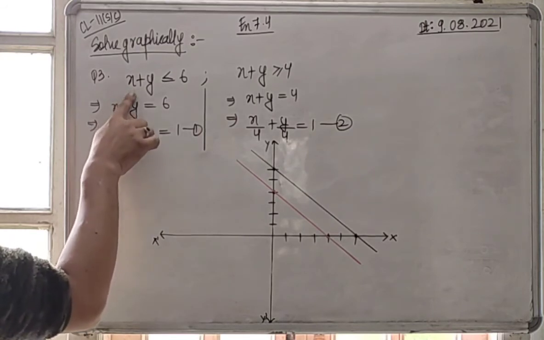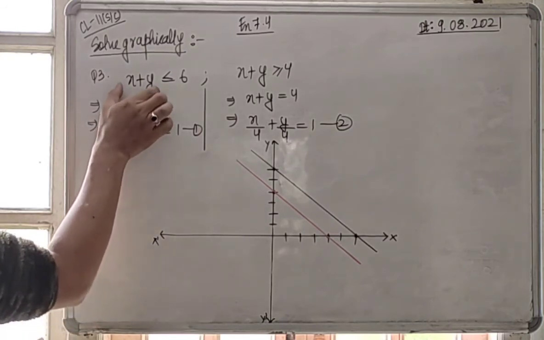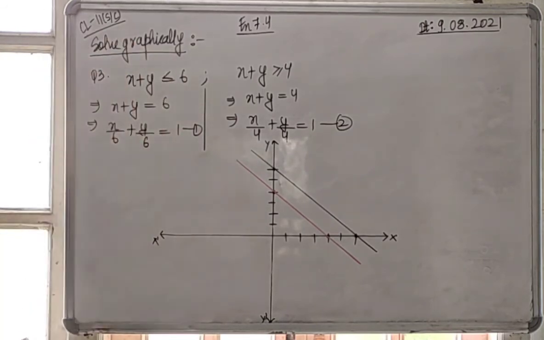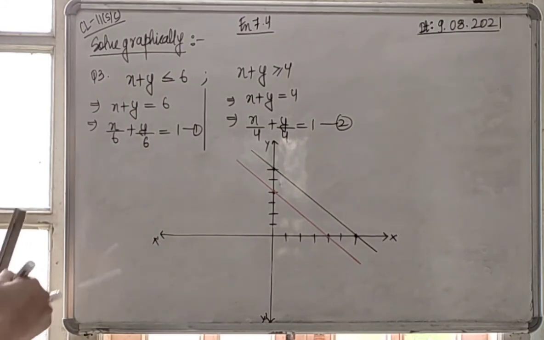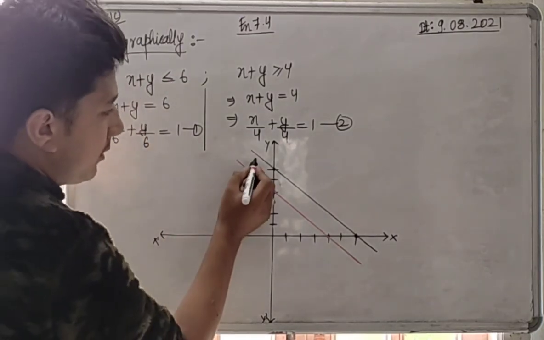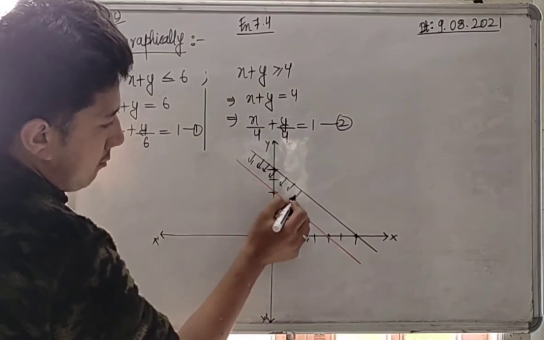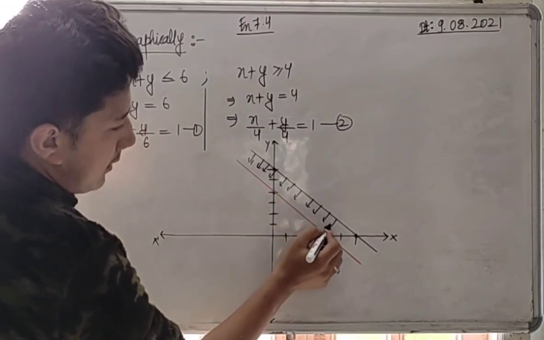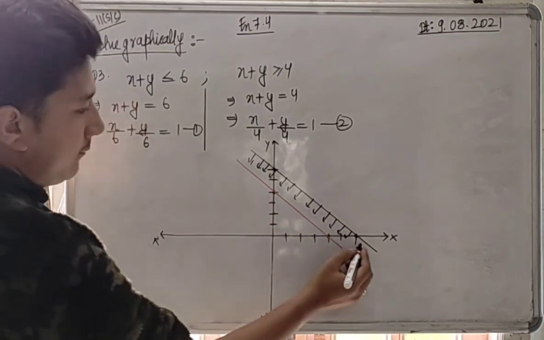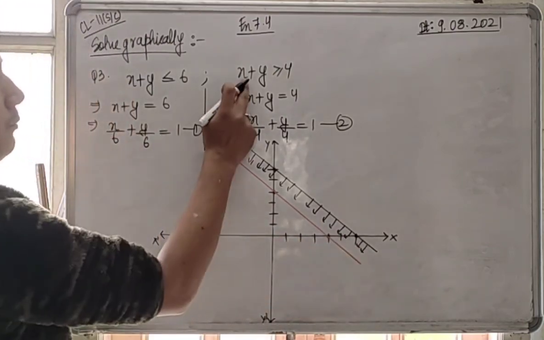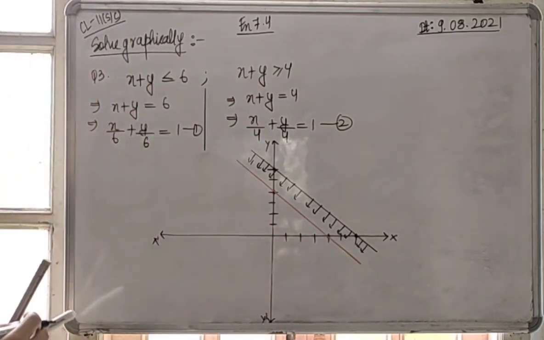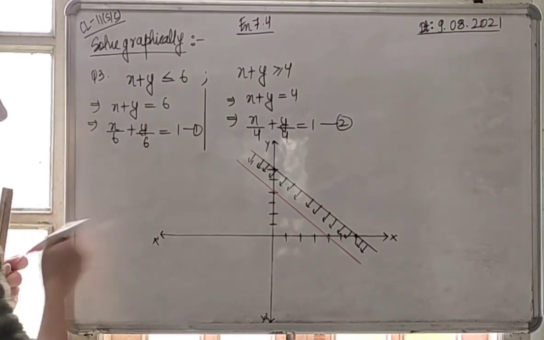You put x equals to 0, y equals to 0: 0 plus 0 is 0, which is less than 6. So 0 is always less than 6, hence the arrowheads will be towards the origin, like this. Here put x equals to 0, y equals to 0. 0 is never greater than 4, so it is false. So it will be away from the origin.